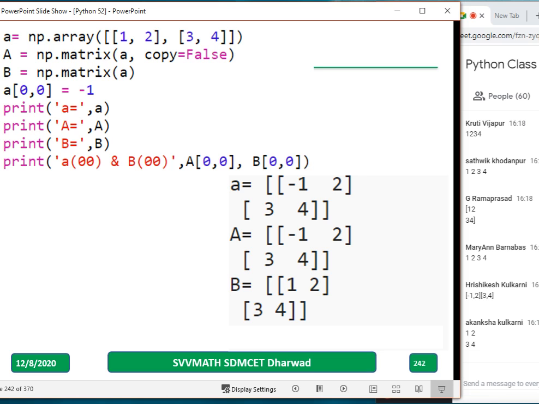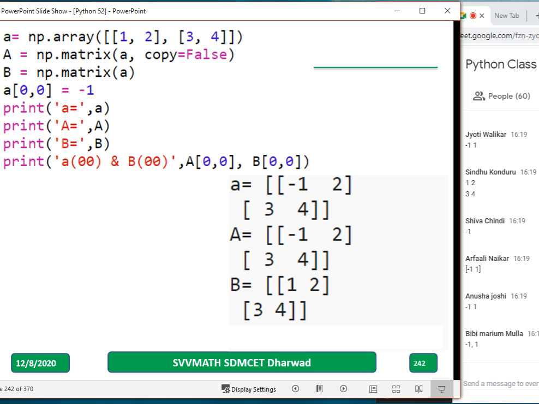Print A of 00 and B of 00. Can you type the answers what you will get? After this we will try to conclude today's class. You can just type what you will get as a result after this print. A of 00, B of 00. Hope all of you know what 00 means. Okay, -1, 1. They are typing.